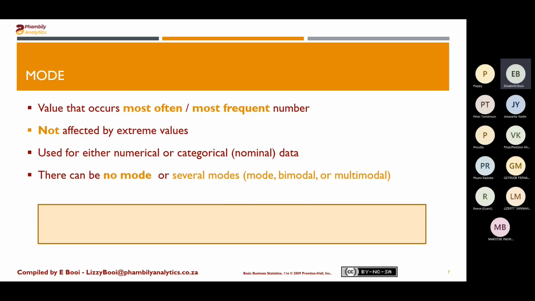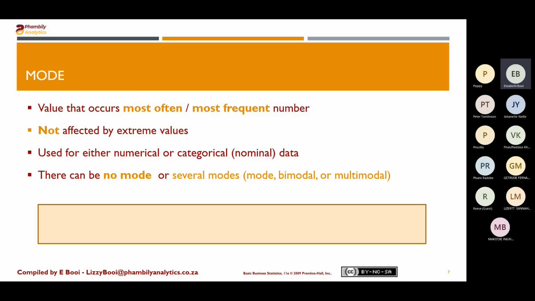Or there can also be several modes. So there can be a mode where there is one number that appears more than the others. There can be bimodal, where there are two numbers that appear more than the other numbers. So maybe 1, 2, 2, 4, 4, 5. So 2 and 4 appear twice in that data set, more than 1 and 5. So there you will have a bimodal. When there are two numbers, bi means 2. Bimodal means 2.